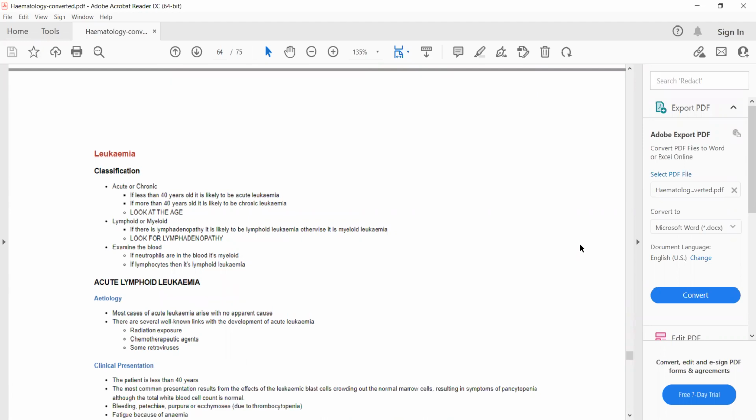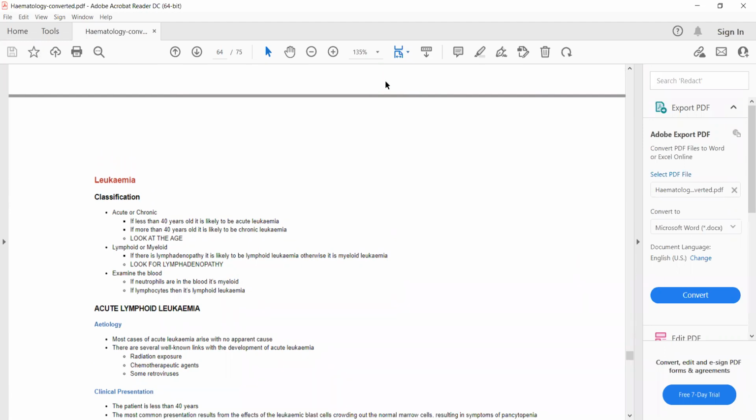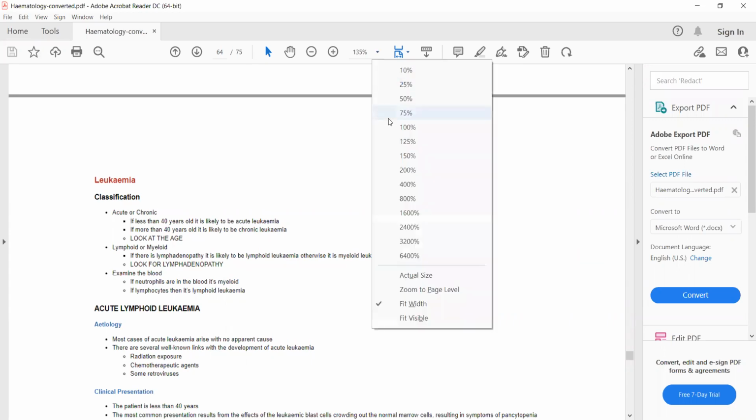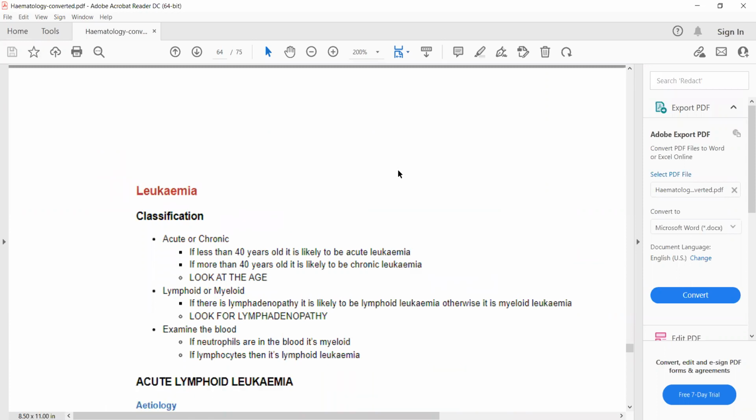Sir, can you please enlarge the image a little bit, it's a very small font? Just give me a minute. Is it all right now? Thank you.